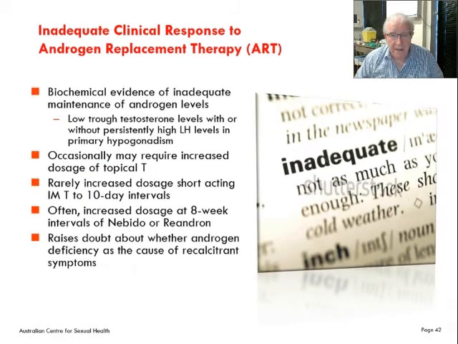What constitutes an inadequate clinical response to androgen replacement therapy? Well, clearly inadequate maintenance of testosterone levels with or without persistently elevated LH levels indicates under-replacement. These men may occasionally require an increased dose of topical testosterone, but more often are better managed with parenteral testosterone. Normally, we would start a short-acting testosterone at intervals of 2 weeks, but some patients may require progressive reduction down to a 10-day frequency. Similarly, with a long-acting testosterone such as Nebido or Reandron, the initial frequency of 3 months may be reduced from 3 months to 10 weeks or even 8 weeks.